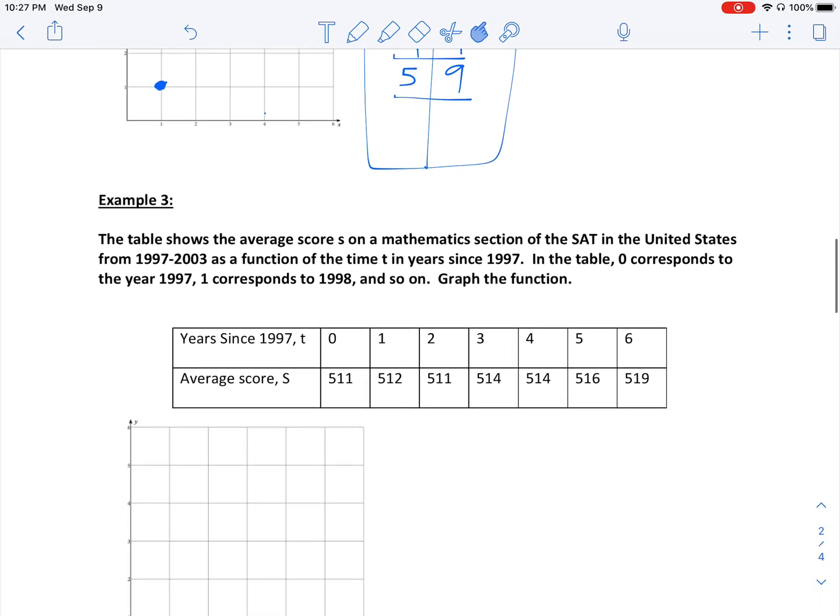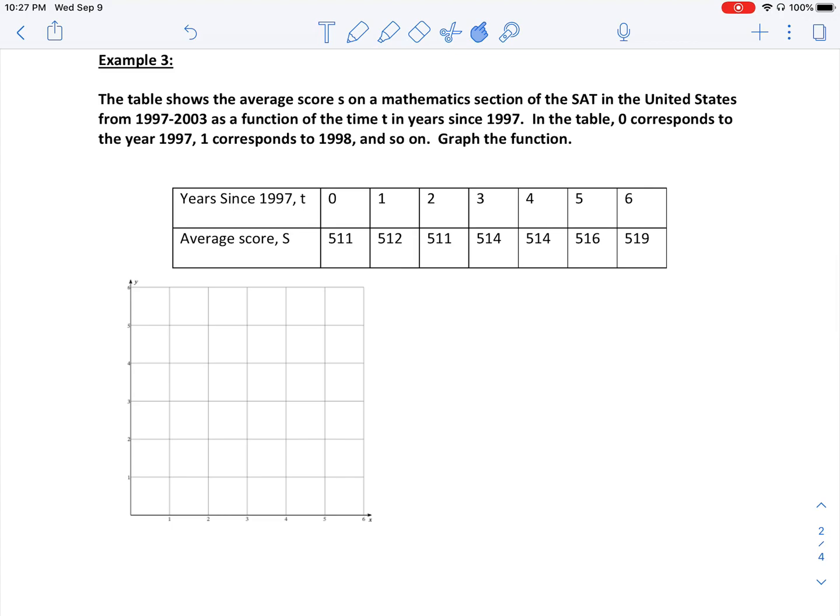All right, moving on here, a little bit of a word problem. It says the table shows the average scores on a mathematics section of the SAT in the United States from 1997 to 2003 as a function of the time t in years since 1997. In the table, 0 corresponds to the year 1997, 1 corresponds to 1998, and so on. Graph the function.